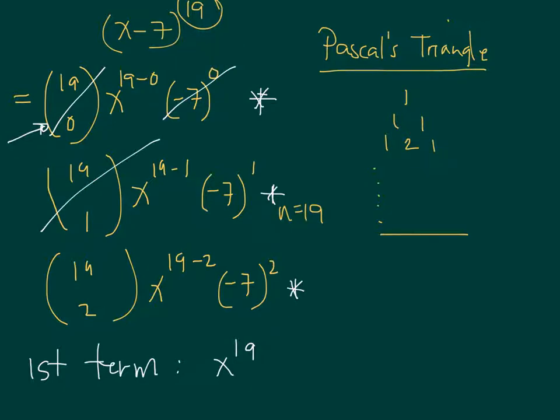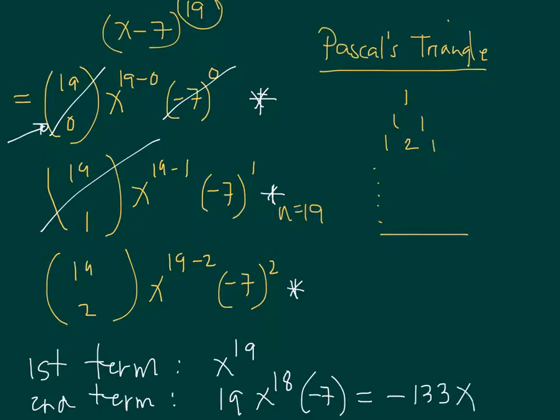C(19, 1) is 19. Okay, so the second term is 19, and then x to the 18, negative 7 to the 1 is still negative 7. But you have to multiply 19 and negative 7. So that will give you negative 133. So the second term is negative 133 x to the 18.